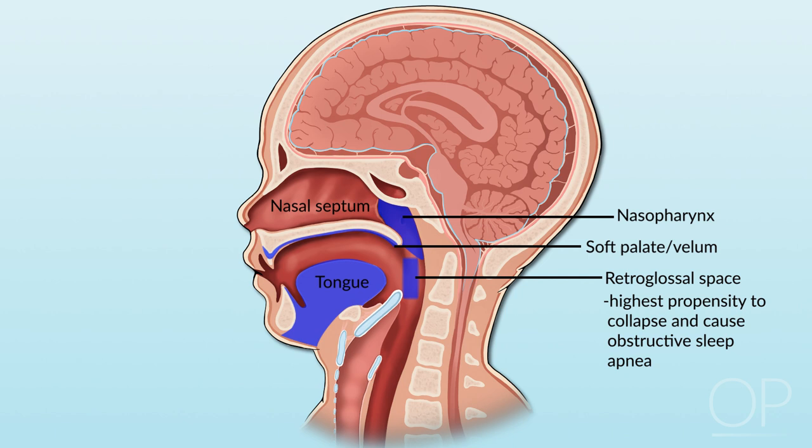And below that, there is the epiglottis. If the tongue falls back, it pushes the epiglottis and completely closes your laryngeal inlet, leading to frank apneas.